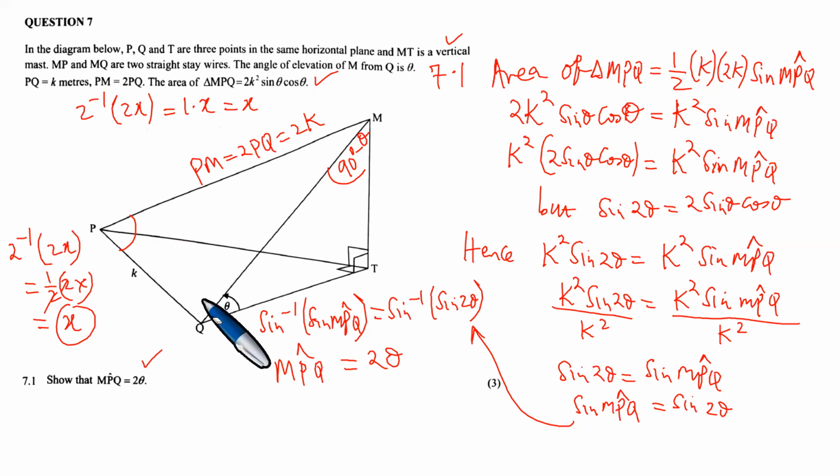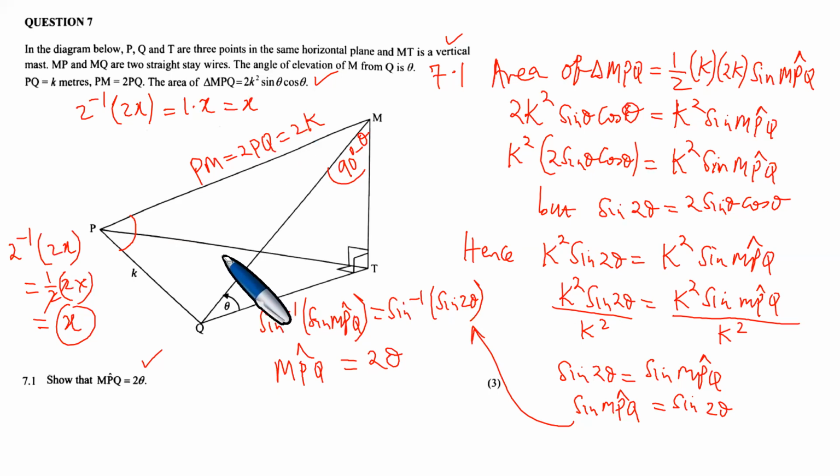You can sit down and think. But obviously, if you look at the angle the examiner wants, MPQ, you realize there are no other angles given here in this triangle. So the angle theta is just in the other triangle. You'd be like, but how does the examiner expect the student to do this? They just have to use the area formula, and that's the only way out of this question.